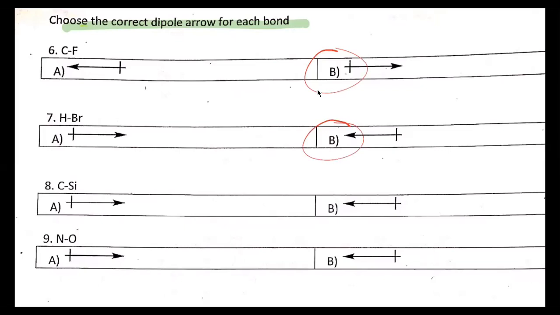Carbon-silicon bond. Keep in mind, electronegativity increases from left to right and from bottom to top. And carbon and silicon are in the same group on the periodic table, but silicon is underneath carbon. So it should be pointed towards carbon. And then what about the N-O bond? Towards oxygen. Good. All right. Any questions about that?